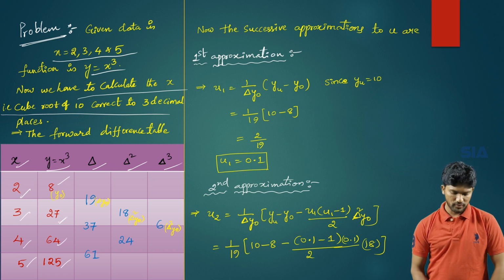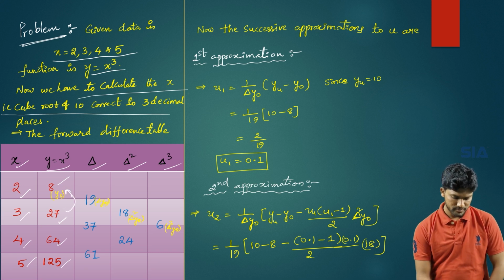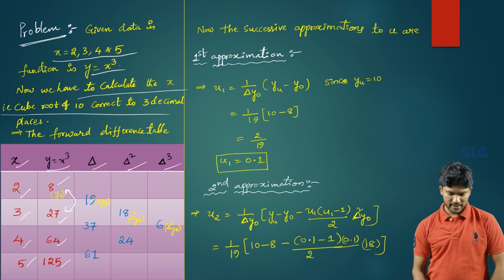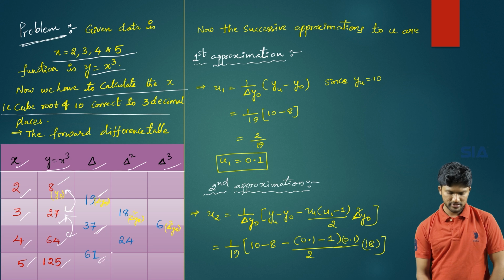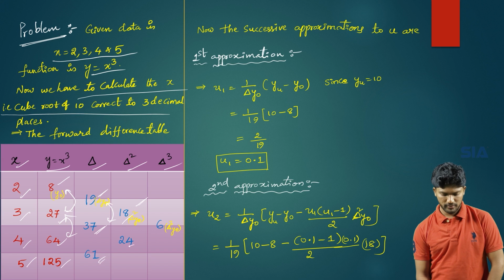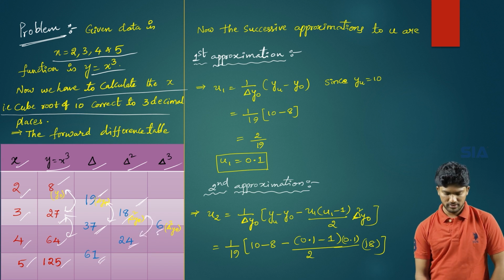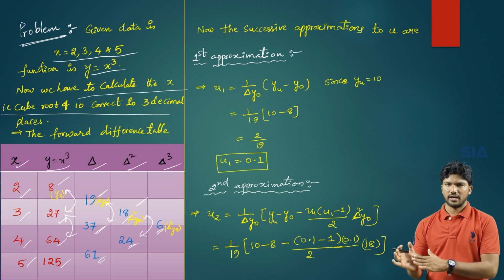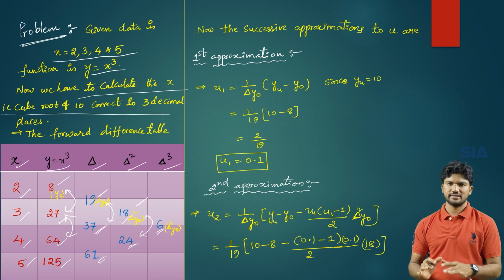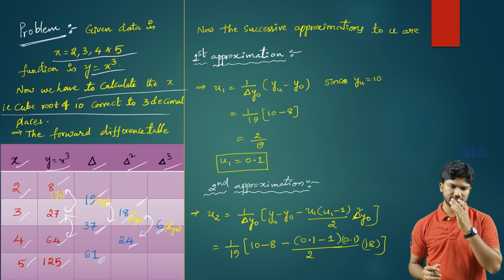Now, by subtraction, 27 minus 8 you will get 19, 64 minus 27 you will get 37, and 61. Similarly for the second differences, you get the subtraction values 18 and 24. Similarly, the subtraction 24 minus 18 is equal to 6. In this format, after that there are no higher order differences. Up to delta power 3 is the last higher order difference, and 6 is the value.